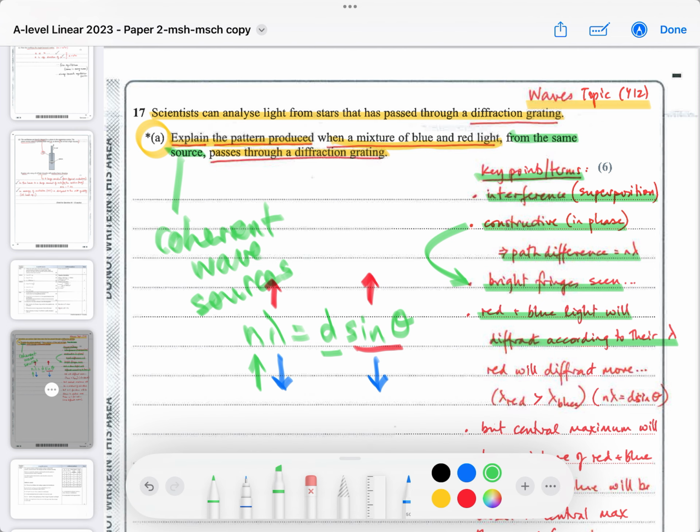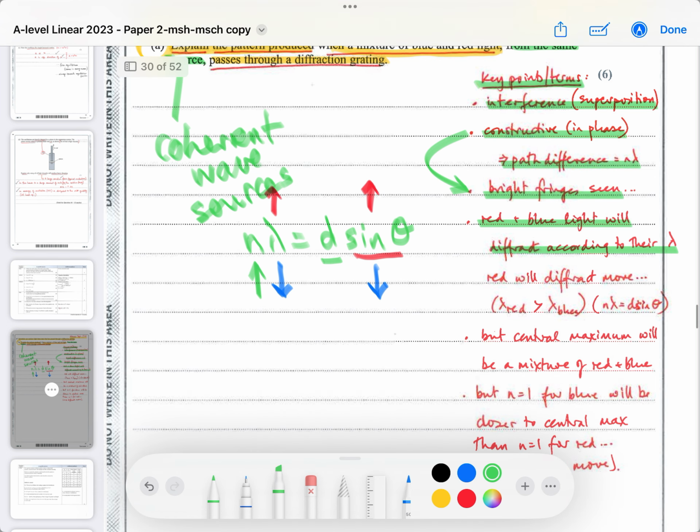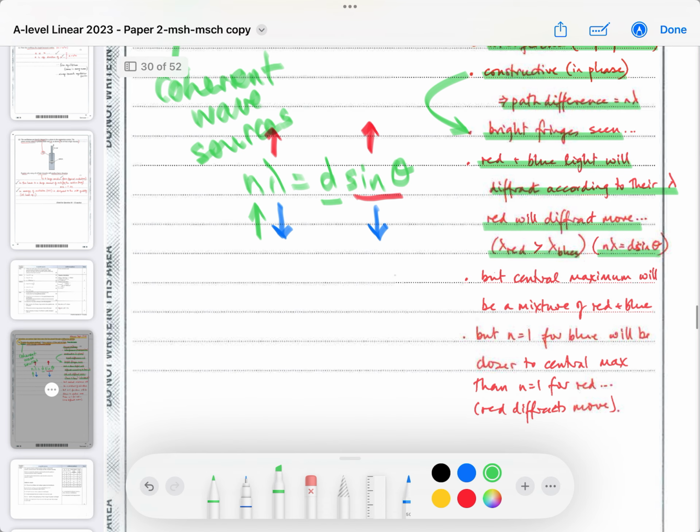So going back to the answers and the way you have to verbalize these key points: the diffraction according to their wavelength, red light will diffract more, because the wavelength of red is greater than the wavelength of blue, according to n lambda equals d sine theta. So you should put all this even in brackets, for example, when you're verbalizing it in slightly padded out form as I'm speaking it.